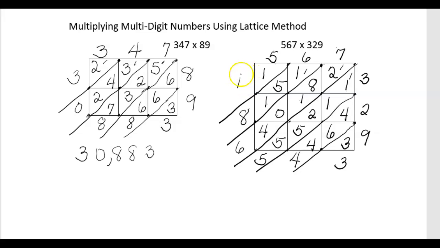So I'm going to copy all the numbers on the side. All the outside numbers, starting from the top side. So my numbers would be 1, 8, 6, 5, 4, and 3. So 567 times 329 using the lattice method gives me a product of 186,543. So this is how you're going to multiply multi-digit numbers using the lattice method. Okay?